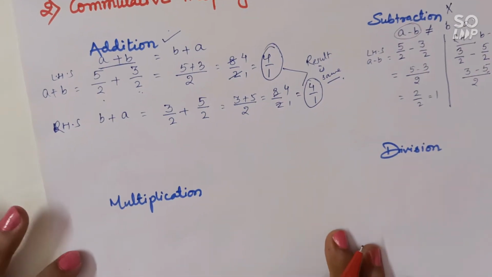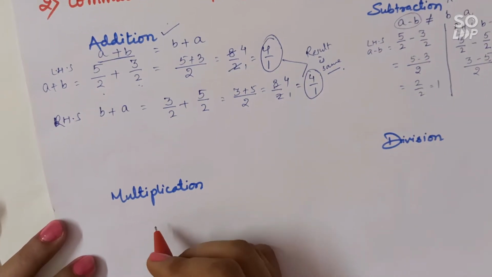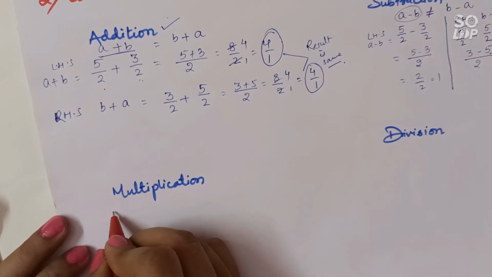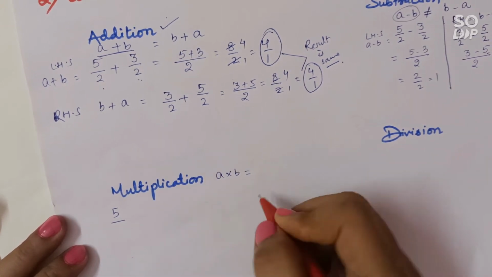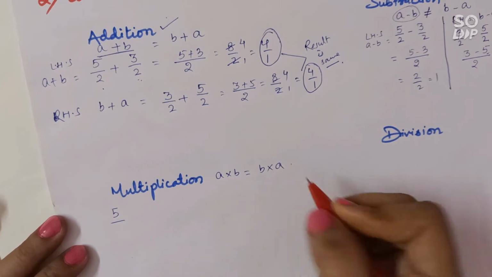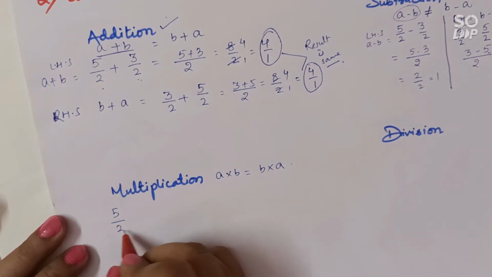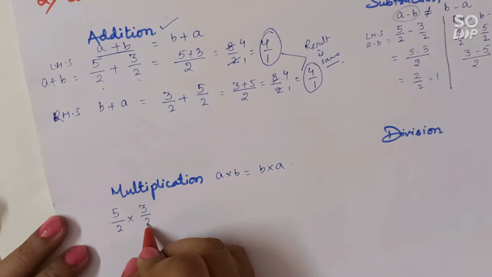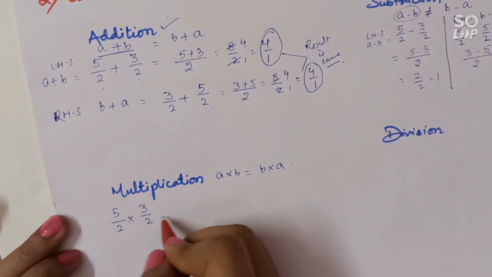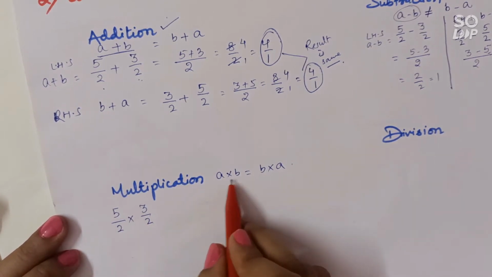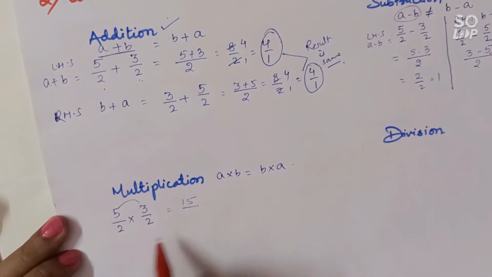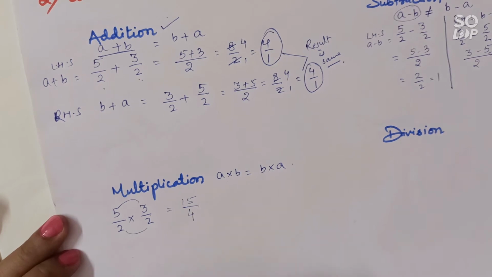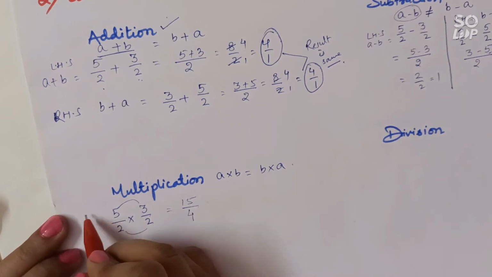Now let's check it out for the multiplication also. Same number I'm going to take. Let the first rational number be 5 by 2. It implies that A into B should be equal to B into A. So let's check it out. 5 by 2 multiplied by 3 by 2. Okay. So A into B. A is 5 by 2 and B is 3 by 2. So 5 into 3, that's 15. And 2 into 2, that's 4. 15 by 4. Now I'm doing, this is for the LHS one.